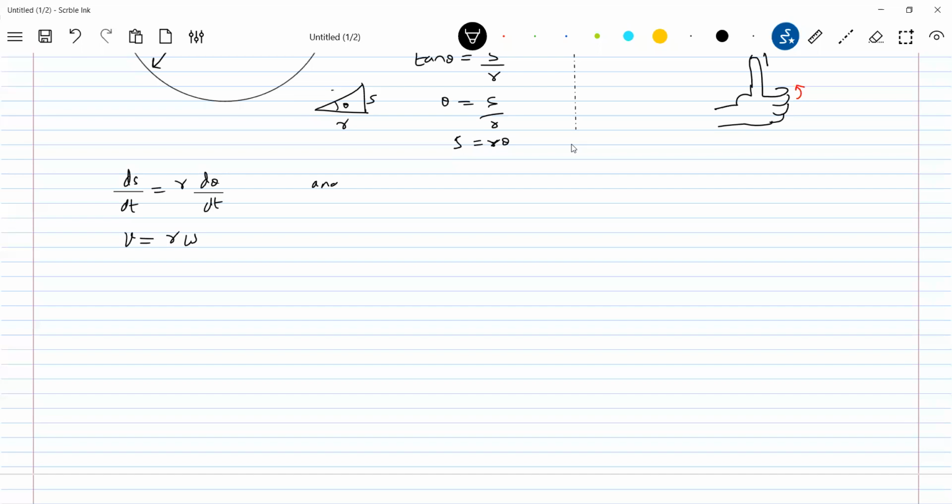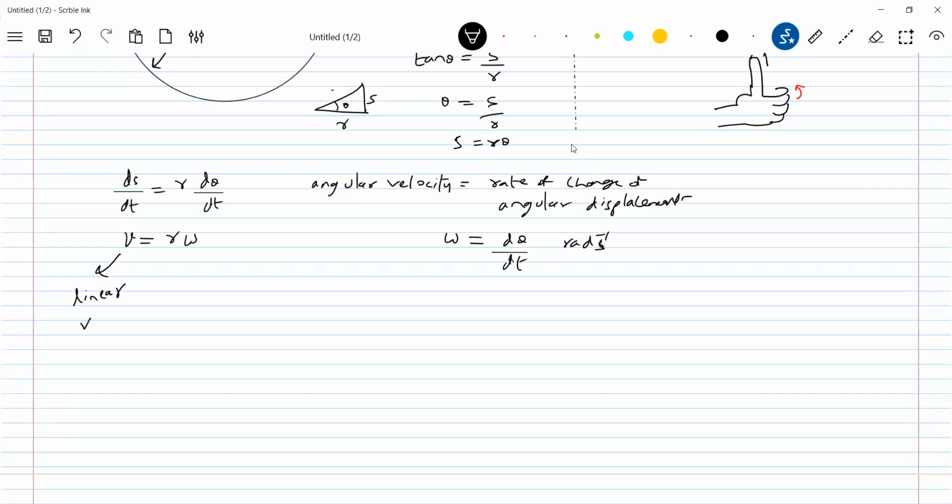So how to define angular velocity? Angular velocity is equal to the rate of change of angular displacement, where we write omega equal to d theta by dt. This is the symbol. The unit for this is radians per second. We'll call this linear velocity. Linear velocity will be directed along one specific straight line. And what about omega? This angular velocity will be directed along the axis.